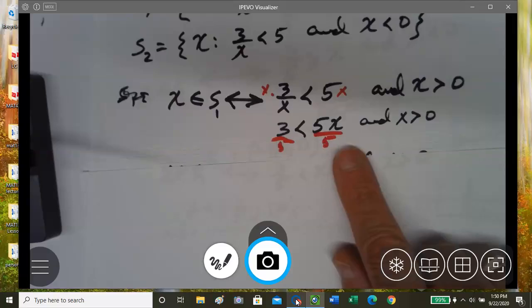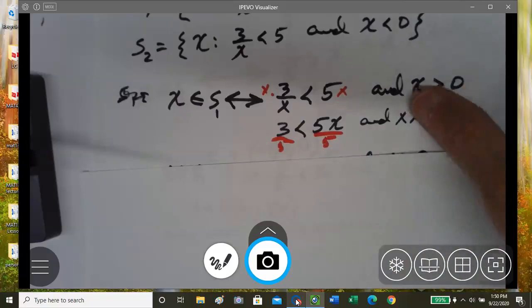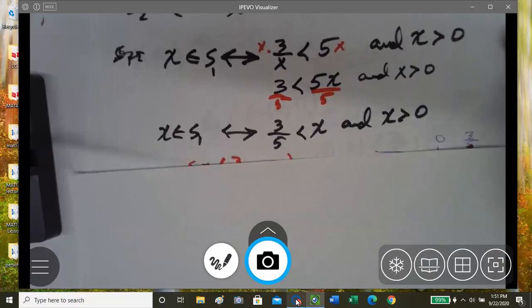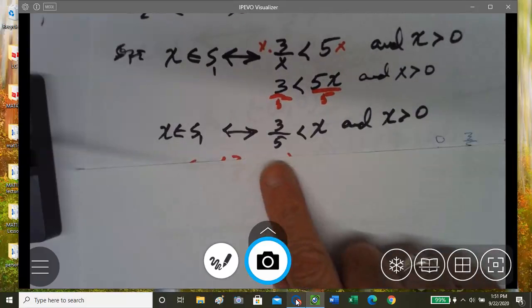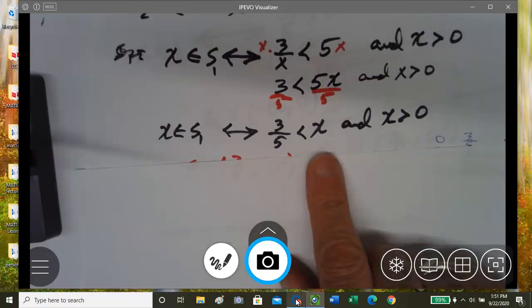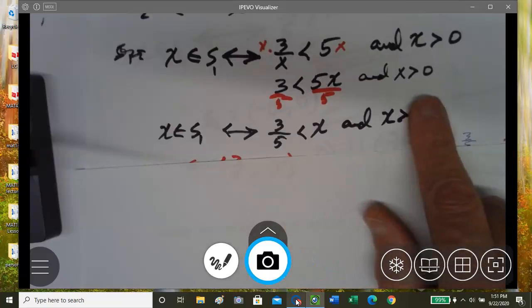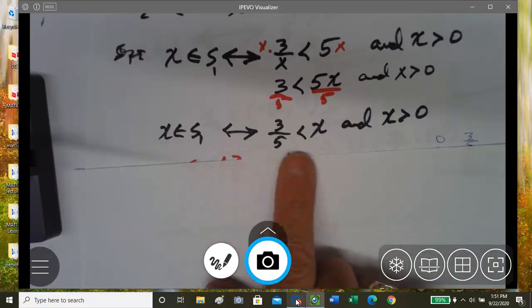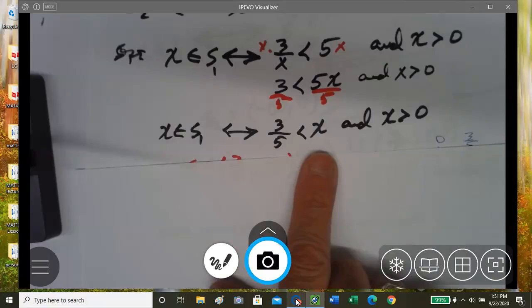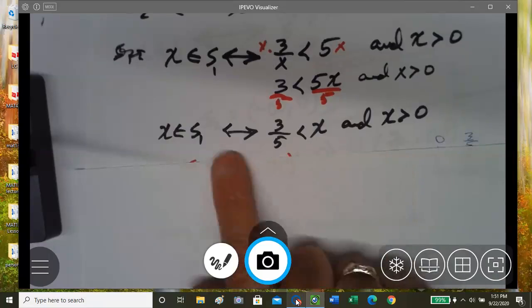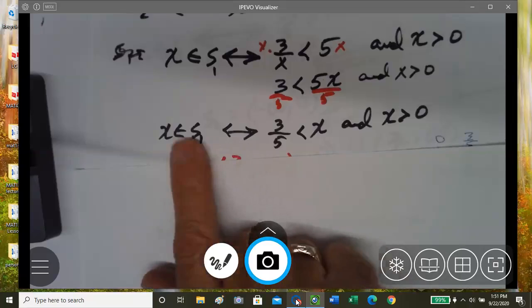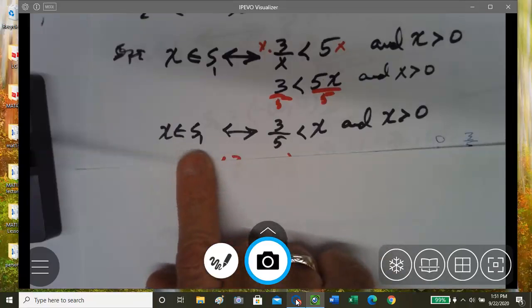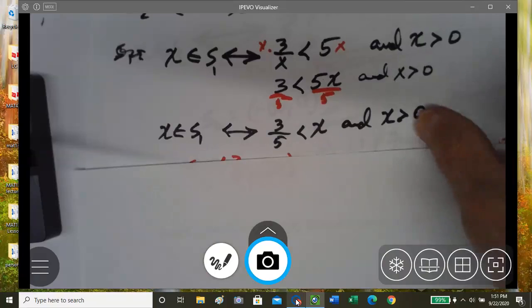Divide by 5, and we get 3 over 5 is less than x. Since x is positive, it's not going to switch the inequality sign. So 3 over 5 is less than x, and x is greater than 0, if and only if x is an element in set S1.